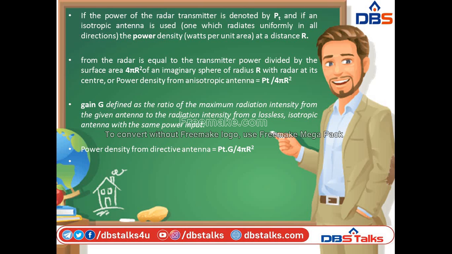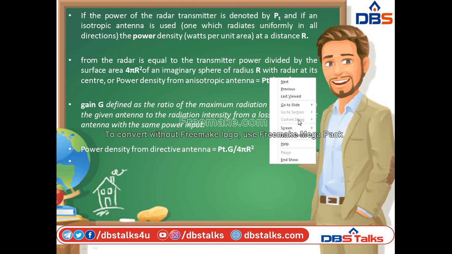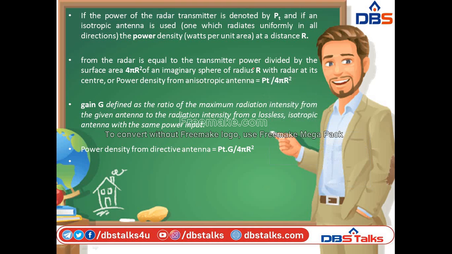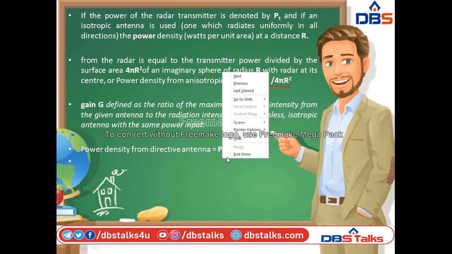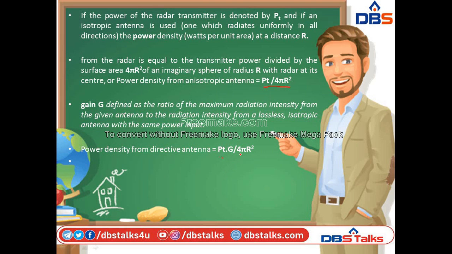As I have already told you, we are going to use an omnidirectional antenna. The isotropic antenna power density equals P equals PT by 4 pi r square. So we have to use an antenna having the highest gain. That's why the power density of the directive antenna will be equal to PT G by 4 pi r square.